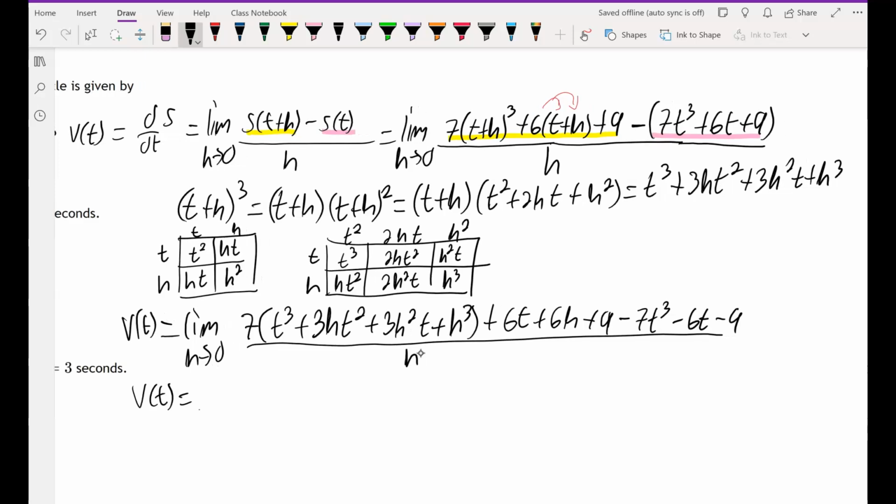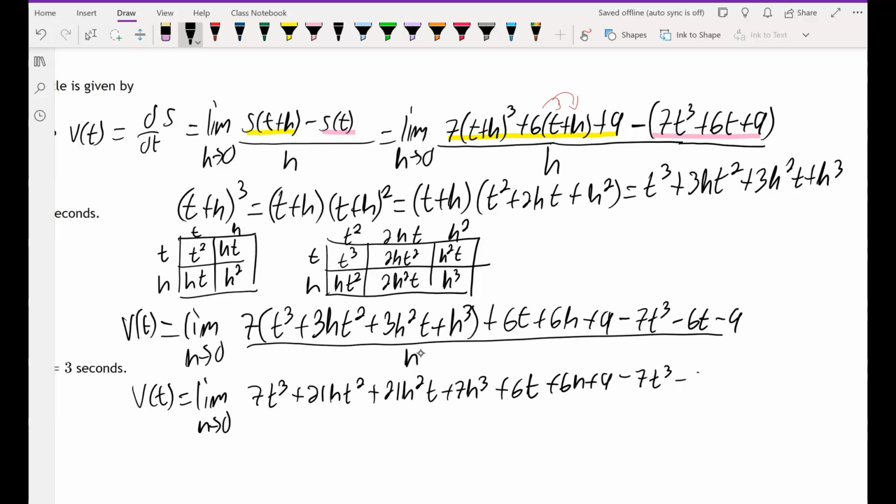So now we get that the velocity is the limit as h approaches 0. We could distribute the 7, so we get 7t cubed plus 21ht squared plus 21h squared t plus 7h cubed plus 6t plus 6h plus 9 minus 7t cubed minus 6t minus 9, all over h. And we hope that all the numbers without h's cancel out. And we can notice the 7t cubes cancel out to 0. And also the 6t's cancel out to zero. And finally the 9's cancel out to zero.